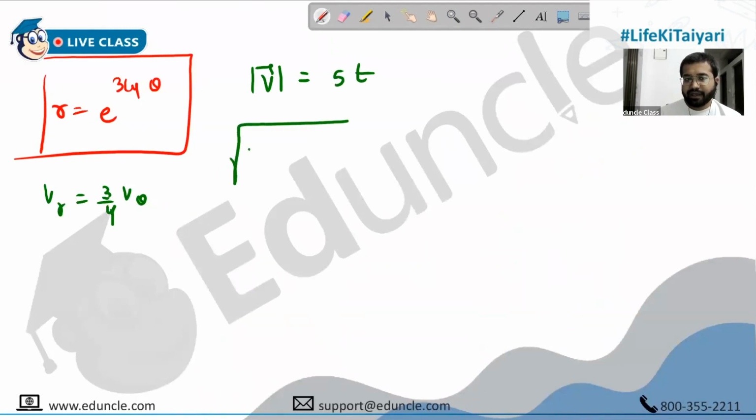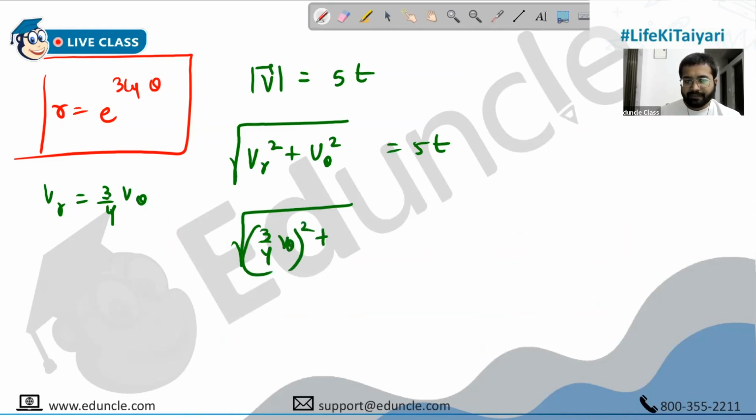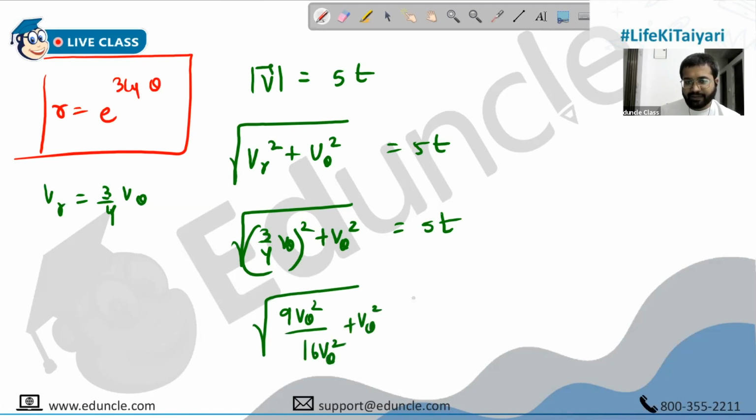What is the magnitude of v? Under root of vr square plus v theta square. This is 5t. So this is under root of, what is vr? 3 by 4 v theta, the whole square, plus v theta square. This is 5t. We can square on both the sides, or even if we don't, it works, because this is actually 9 v theta square upon 16 plus v theta square. This is 5t. So this is under root of 9 plus 16, which is 25 v theta square upon 16.